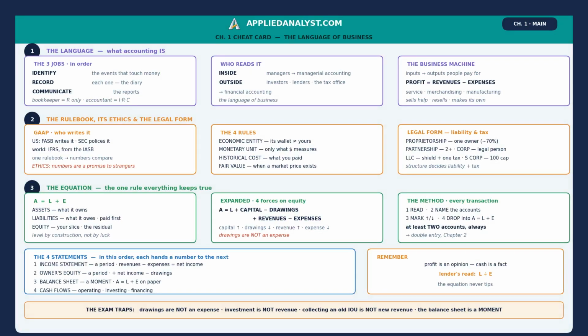Screenshot this. The whole of Chapter 1 on one card. The 3 jobs, the rulebook and its ethics, the legal forms, the equation expanded, and the 4 statements in strict order. On an exam, this chapter comes at you exactly 2 ways: define and classify, or push a transaction through the equation and prove it still balances. You just did 13, so you're ready for both.